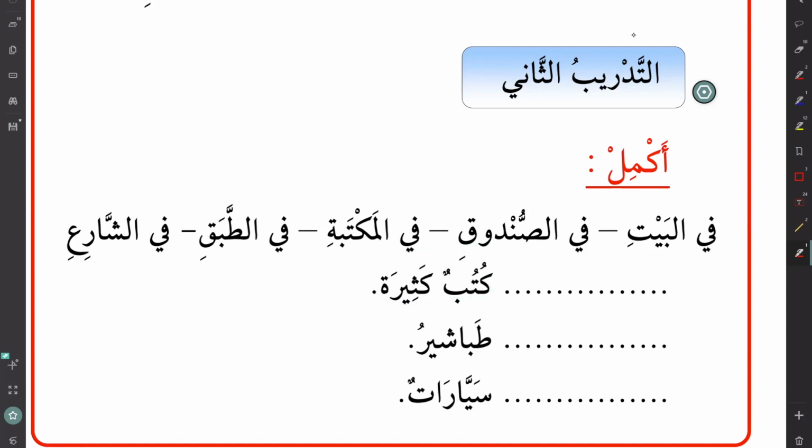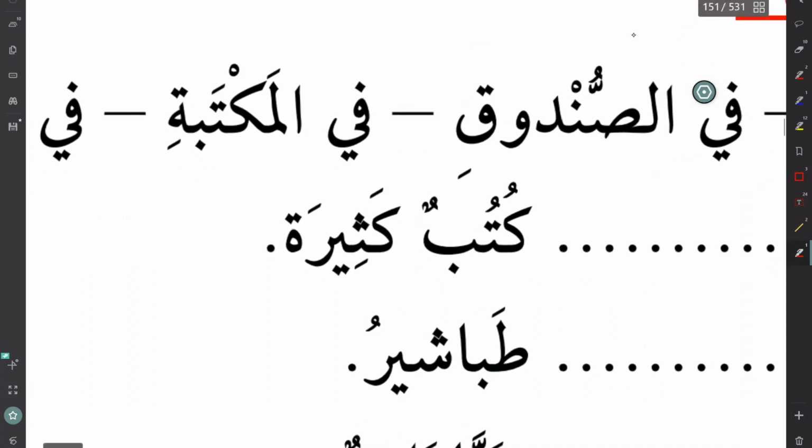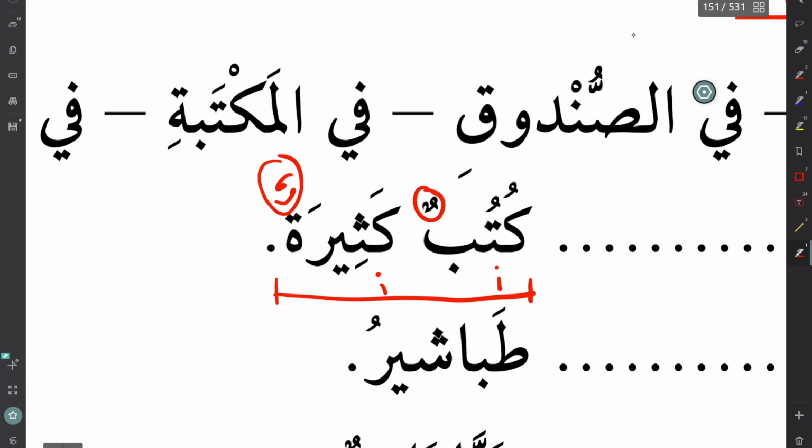Okay, remember what we said about adjectives. This is an adjective phrase. Kutubun kathiratun. Okay, this one is indefinite. This one has a dhamma, this one has a dhamma. But here's, remember what we said last time. Why do we have ta marbuta here?